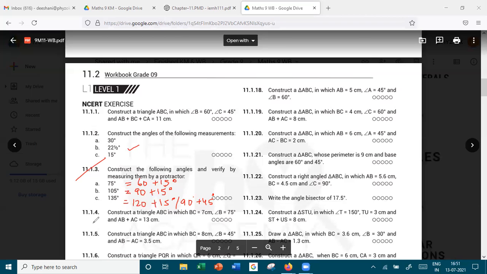Mom, I constructed it again. I got 25 this time. Yes, ma'am. What must be happening, the possible error for this would be that your compass is moving, the radius is shifting while you're making arcs. That could be one of the reasons you're getting the error.